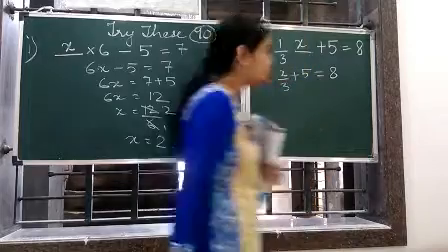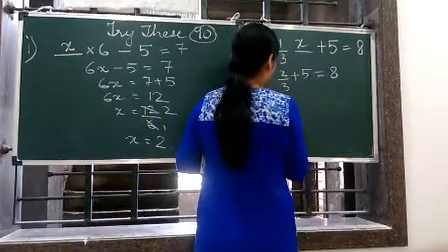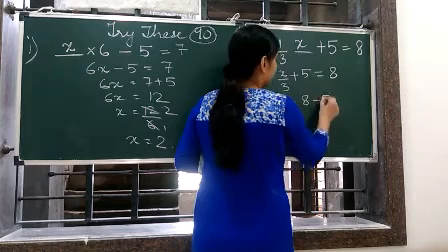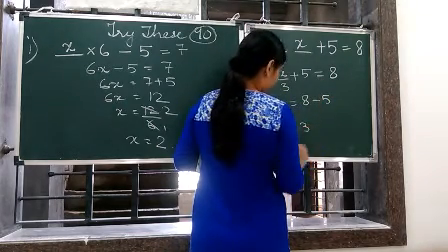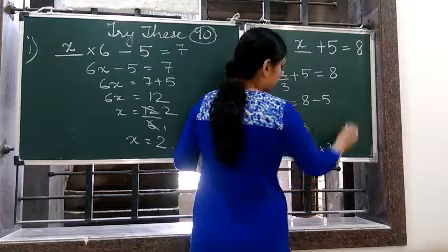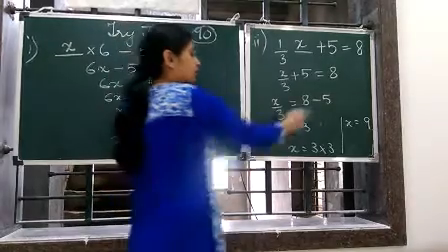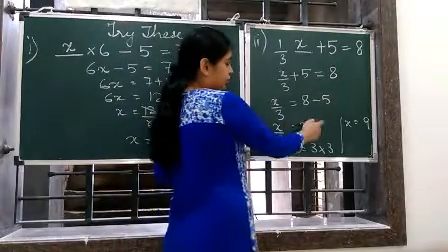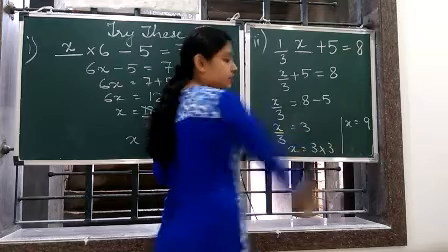Now let 5 get transposed to the RHS. It is positive, it will become negative. So x upon 3 is equal to 8 minus 5, which is again equal to 3. So x upon 3 is equal to 3, and x is equal to 3 into 3. So x is equal to what? This is a 9. This 3 got transposed again. It is in division, it becomes multiplication. That's how 8 minus 5 gave us 3 and 3 into 3 gave us 9.